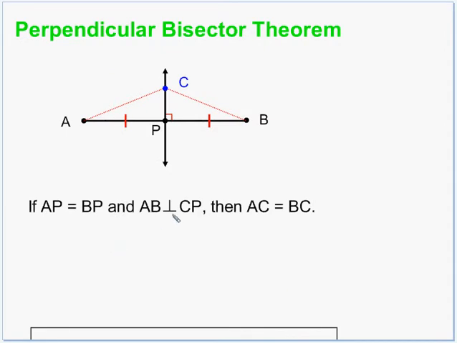Perpendicular bisector theorem, any point on a perpendicular bisector will be equidistant to the endpoints of that segment, no matter where that point C is. It can be as close to point P, the midpoint there, or as far away as possible. It will always be equidistant to the endpoints of that segment.